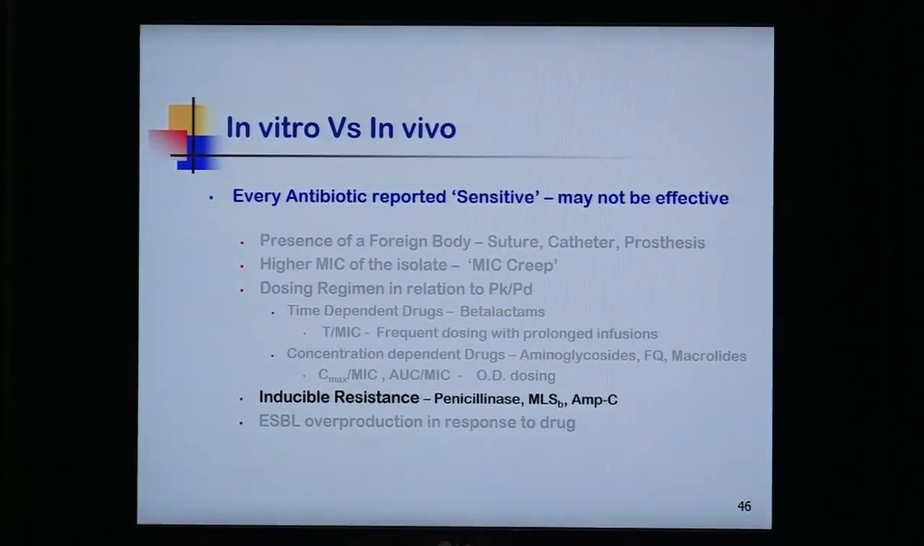Then there are inducible resistances. Now you need to educate your clinician against that, and I prefer to alert the clinician in my sensitivity reports itself that there is evidence of inducible resistance and the treatment might fail if these antibiotics are used, although they are reported sensitive. Staphylococci have inducible resistance mechanisms against penicillinase. So if you find a staphylococcus which is penicillin sensitive, doubt it 100 times.